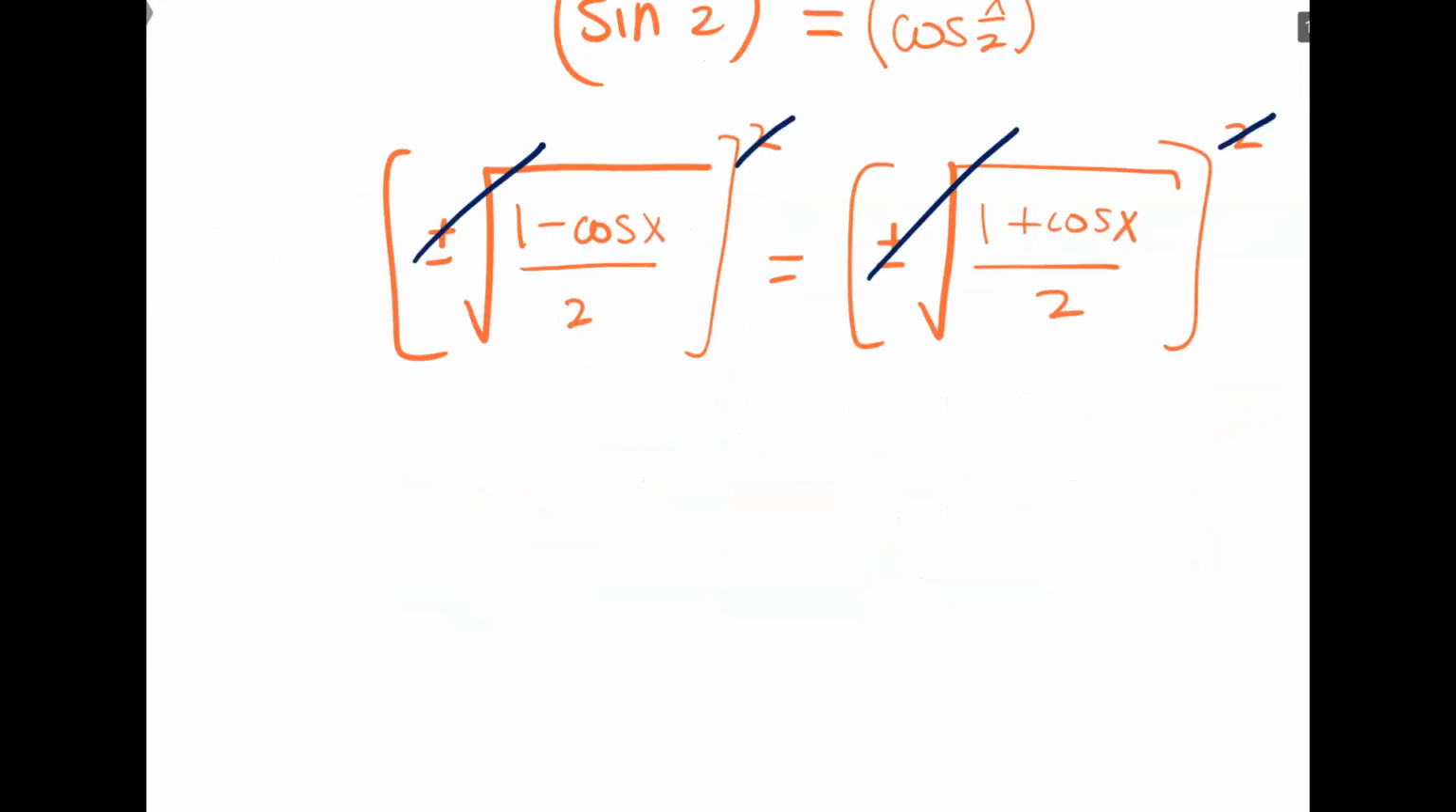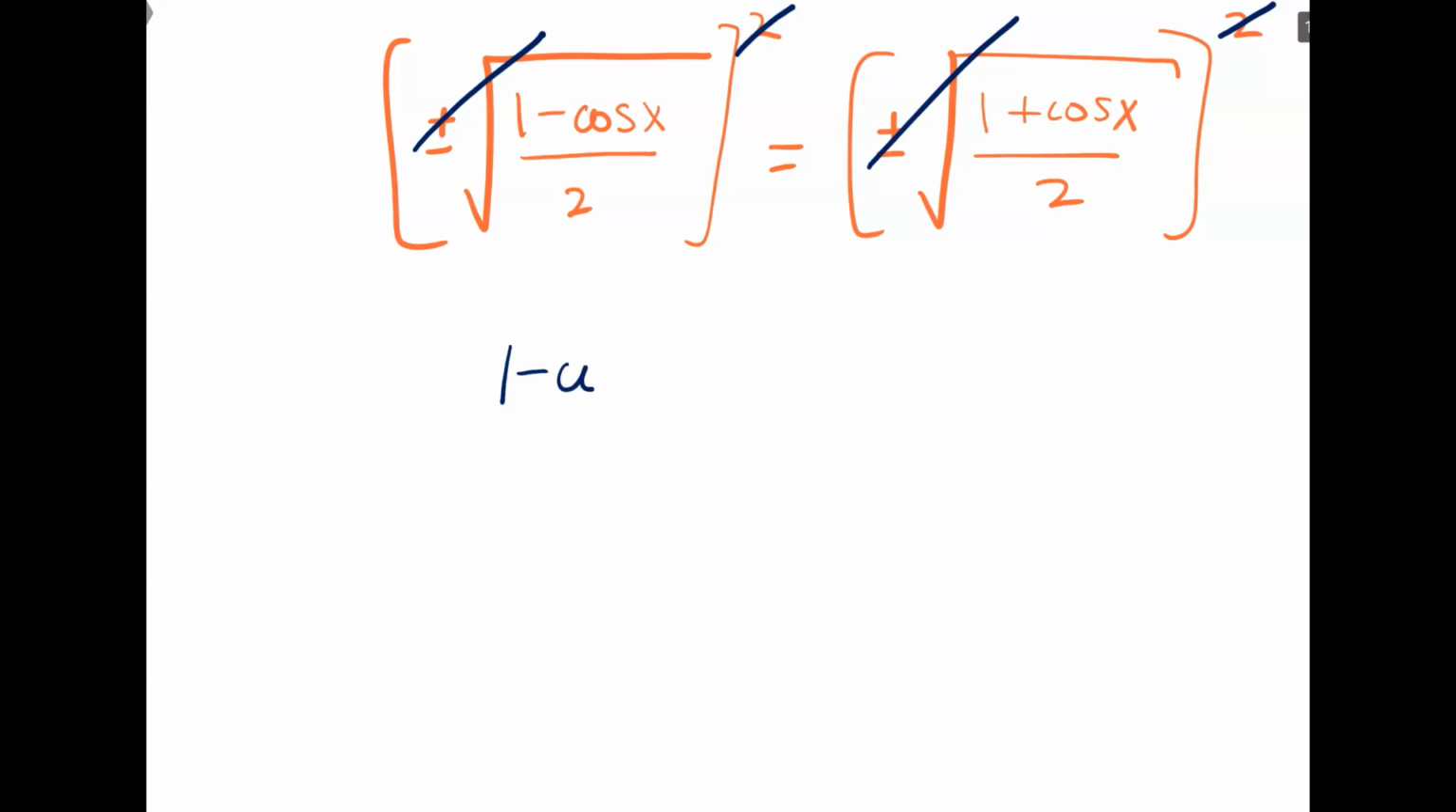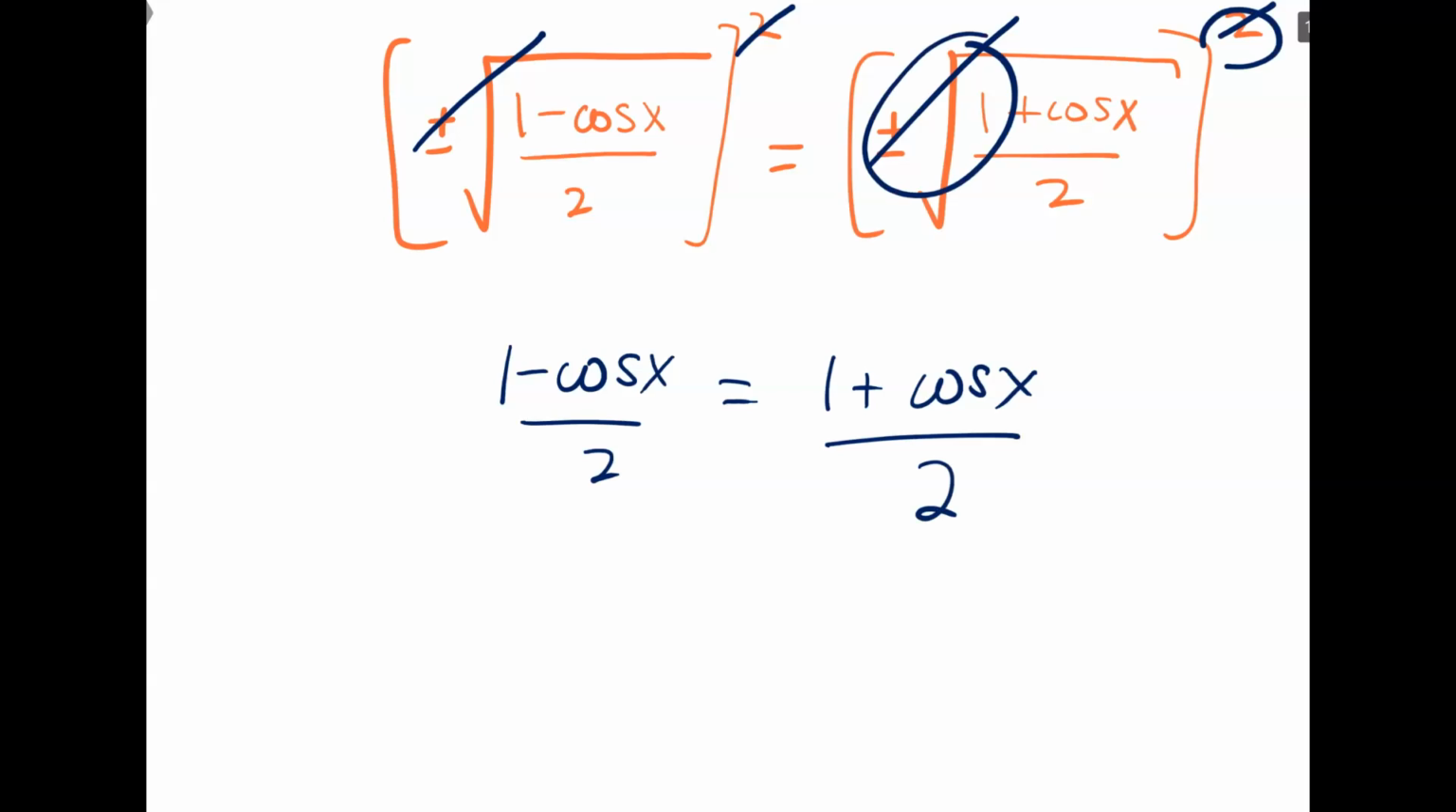All right. So rewriting this, I have (1 minus cosine x) over 2 is equal to (1 plus cosine x) over 2. Because if I take the negative root, then I square it, it just turns positive again. That's why. All right, multiply by 2 on both sides.